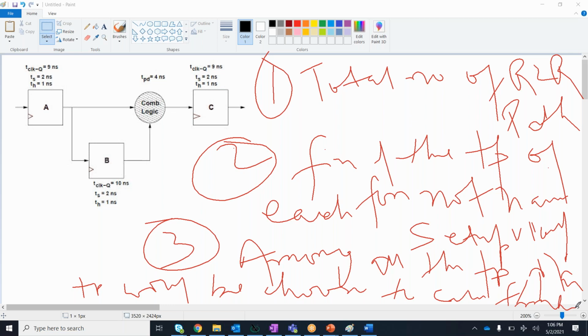Why did I say maximum time period? Because if we take the maximum time period, then my other paths will also satisfy the setup requirement. So if we pick the maximum time period among all the paths, which will give the maximum frequency, that will be the operational frequency of the design. Any confusion in this, guys?